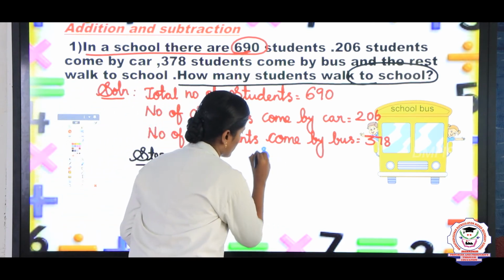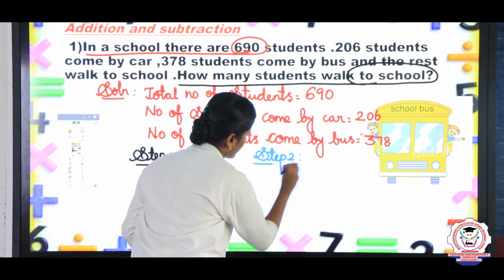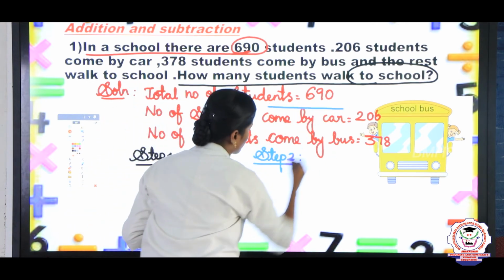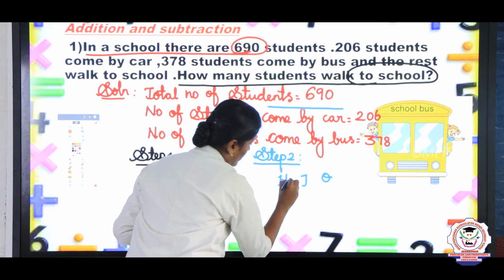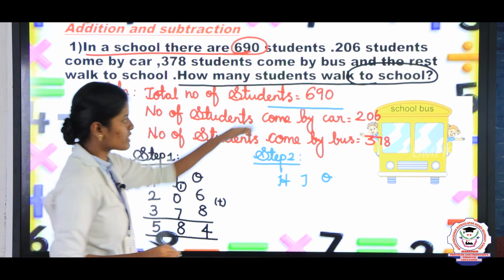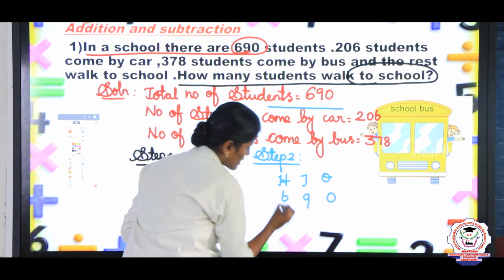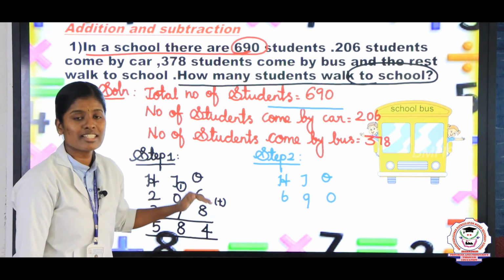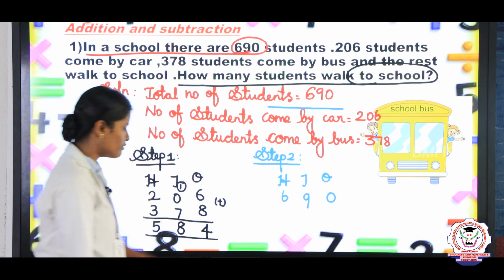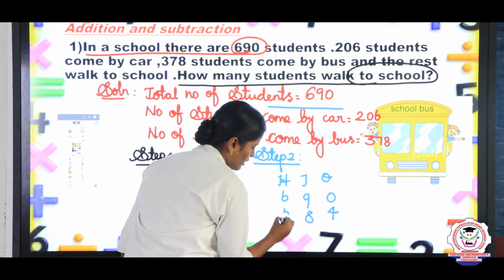Step 2, and first number you will write the total number of students. So write here ones, tens, hundreds. So total number of students is 690, written as 0, 9, 6. And then write the step 1 answer. What is the step 1 answer? Step 1 answer is 584. So write here 4, 8, then 5.